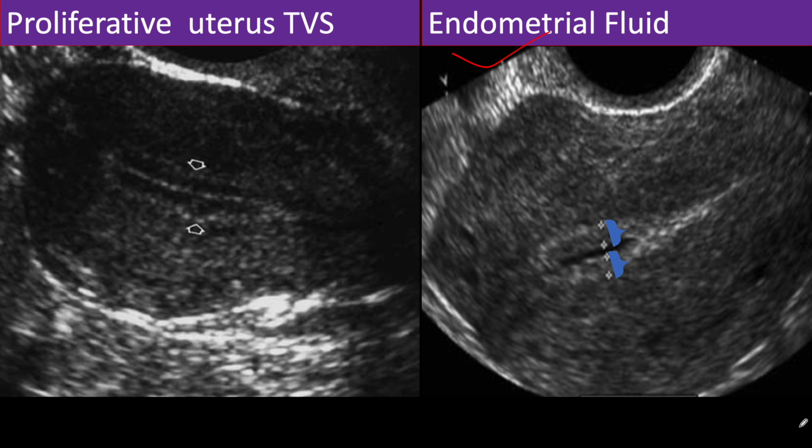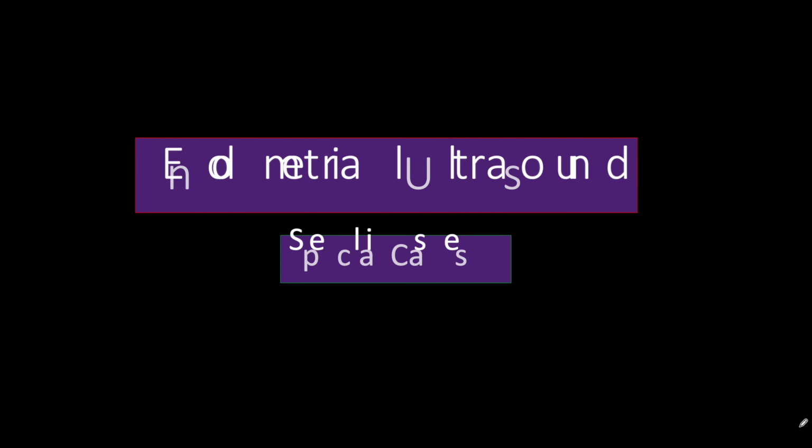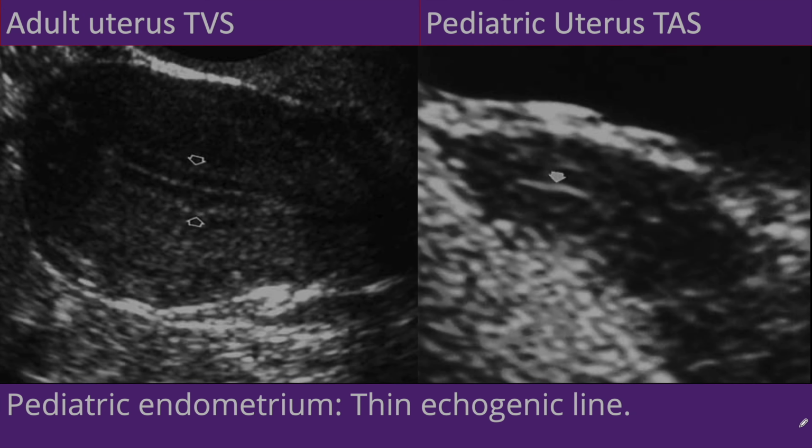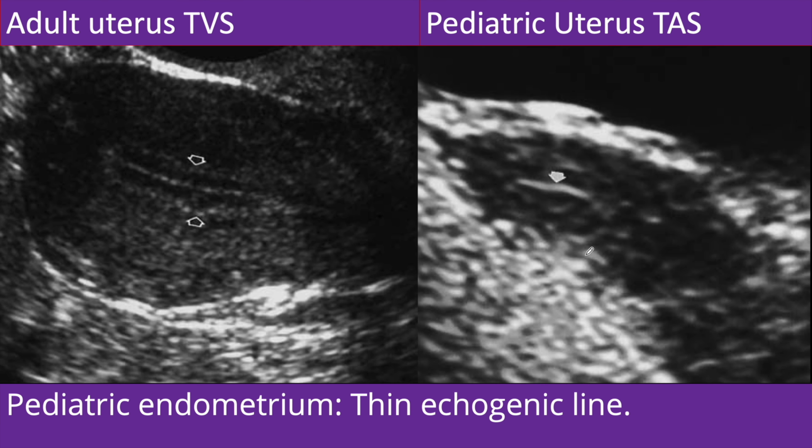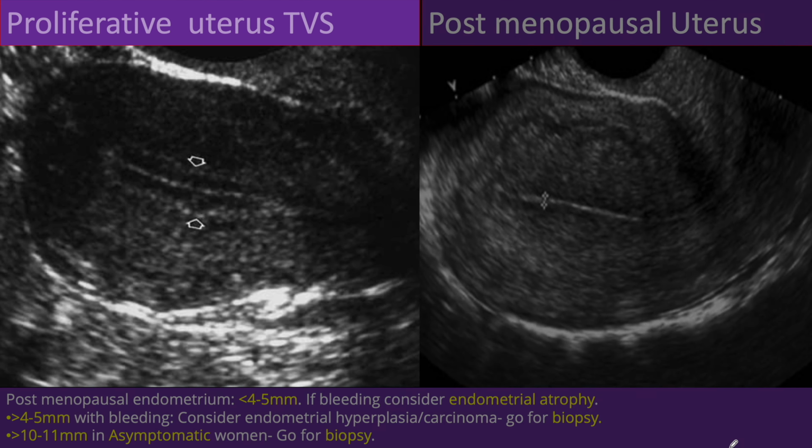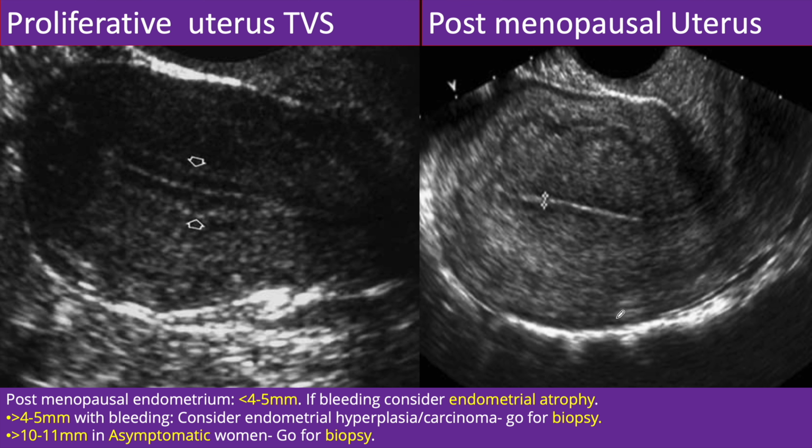Section 6. Special cases. Prepubertal endometrium appears as a thin central echogenic line, as seen here. Postmenopausal uterus also has a thin central endometrium, usually less than 4 to 5 millimeters.